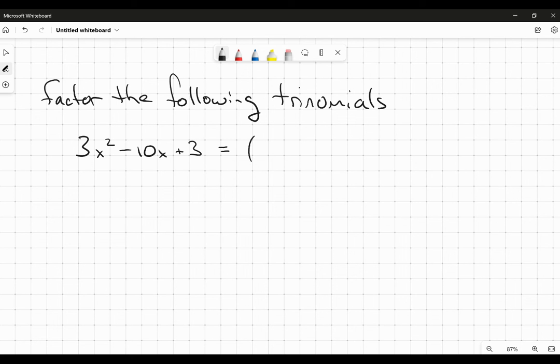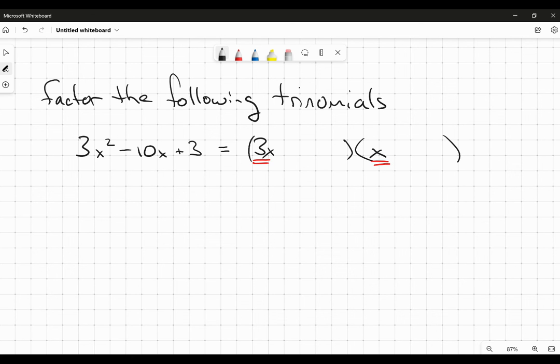So I know, for example, with 3x squared minus 10x plus 3, that the first two terms in these binomials here, their product has to be equal to 3x squared. And the nice thing about this is that 3 is a prime. So I know that this is going to end up being 3x and x. We're not going to do anything kind of weird with these numbers. It's just going to be simple, straightforward integers like that.